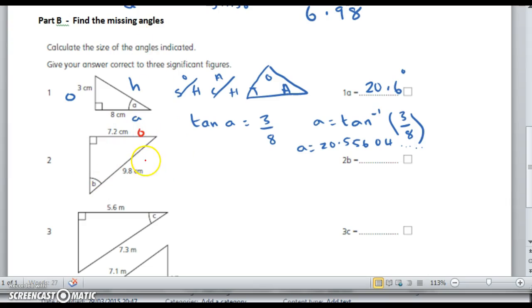If we try the one just below it, again we're labelling. Here is the opposite. The longest side is the hypotenuse. The other one is the adjacent. We've got SOHCAHTOA. Here we're not interested in the adjacent, so anything with the adjacent in goes.